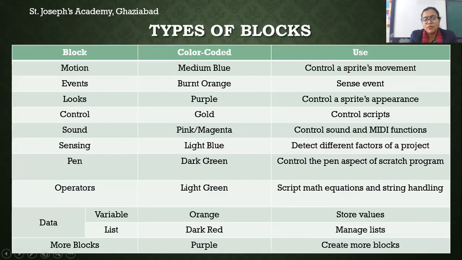Let's have a look at the different types of blocks available in Scratch 2.0. First, we will get Motion. Motion blocks are color coded medium blue and are used to control a sprite's movement. How our object moves is controlled by the motion blocks.